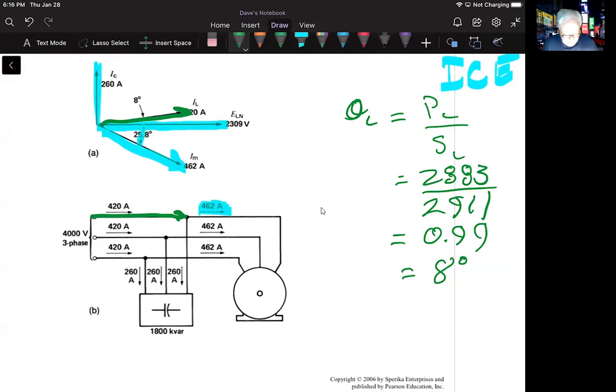What do you think? A lot of stuff there, right? A lot of things to digest and try to understand. The line current, 420 amps, leads by 8 degrees because the kVAR supplied by the capacitor bank exceeds the kVAR absorbed by the motor. The phasor diagram for one phase is shown. So you could reproduce this. You could put this line voltage at 120 degrees and do all this stuff again for each phase.